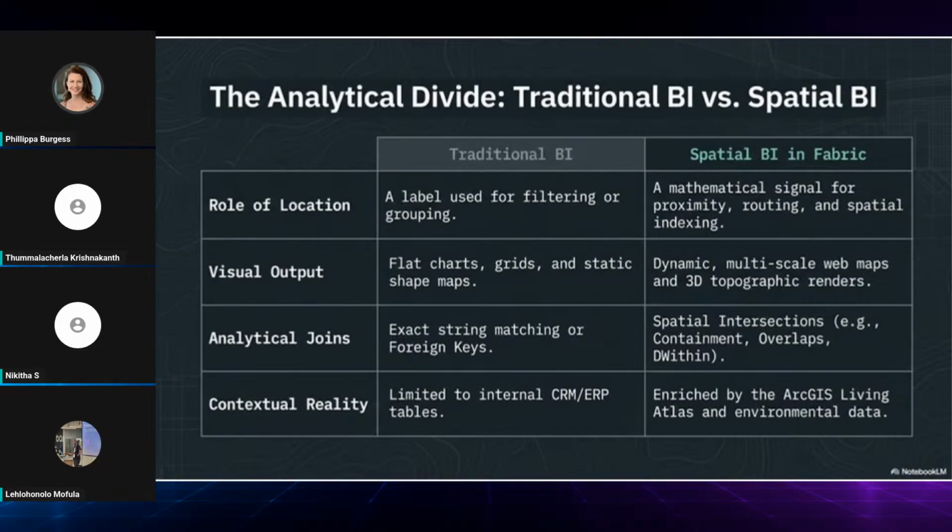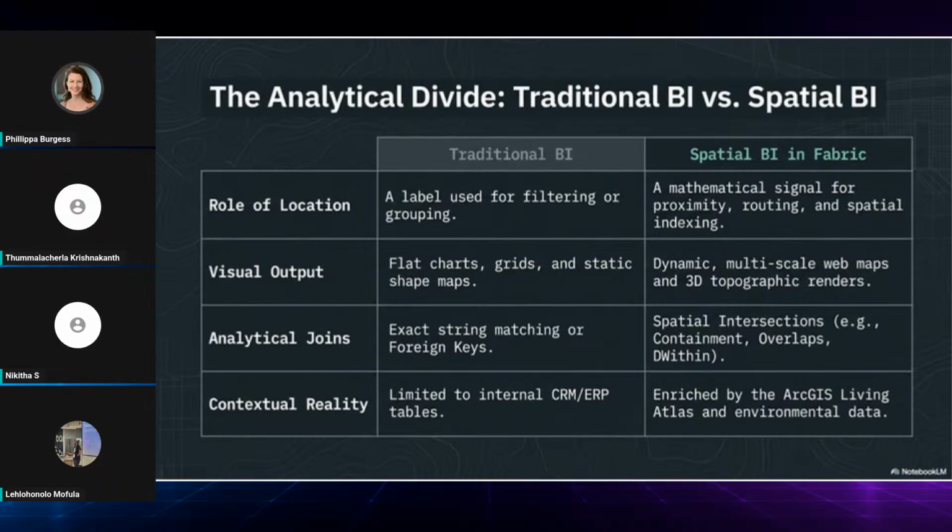And we talked a bit about the analytical divide between traditional BI and spatial BI. So, role of location, visual output, analytical joins, contextual reality. In traditional BI, location is a label used for filtering or grouping. The visual output is a flat chart, a grid, a static shape map. The analytical joins are exact string matching or foreign keys. And contextual reality is limited to internal CRM and ERP tables.